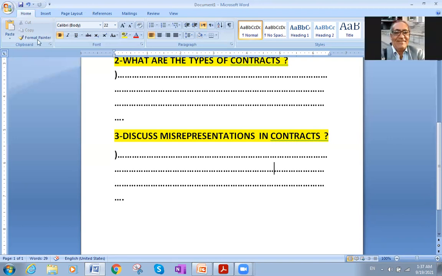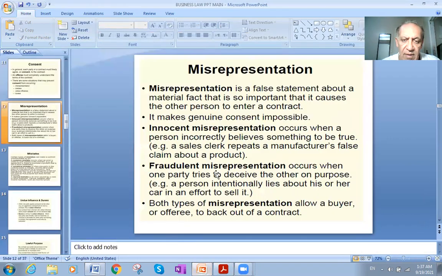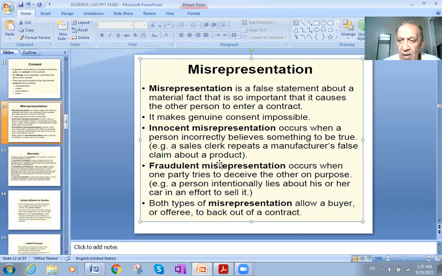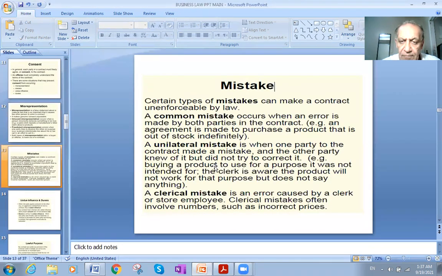Cool, we'll go now to the next point. The mistakes. What about the mistakes in a contract? Certain types of mistakes can make a contract unenforceable by law, meaning void. Void here means that the contract is not there anymore.